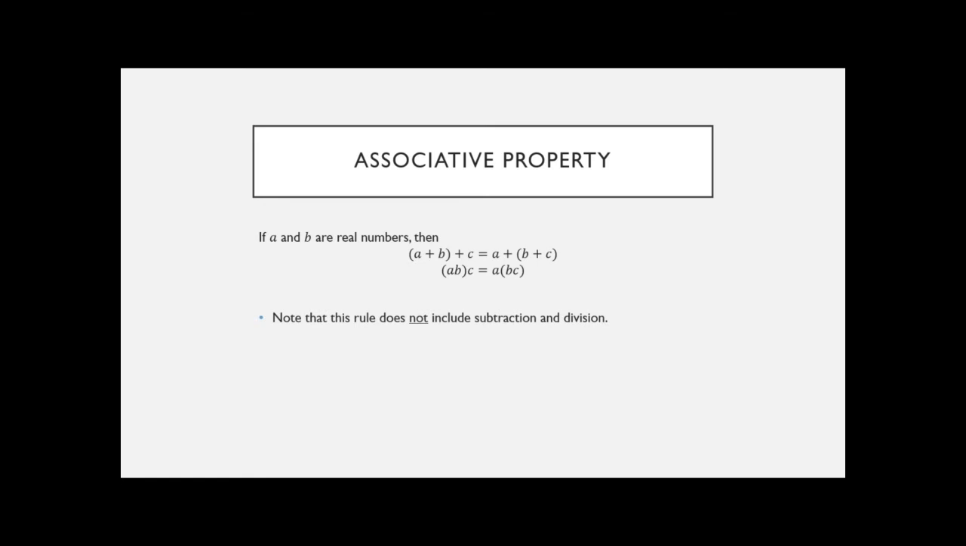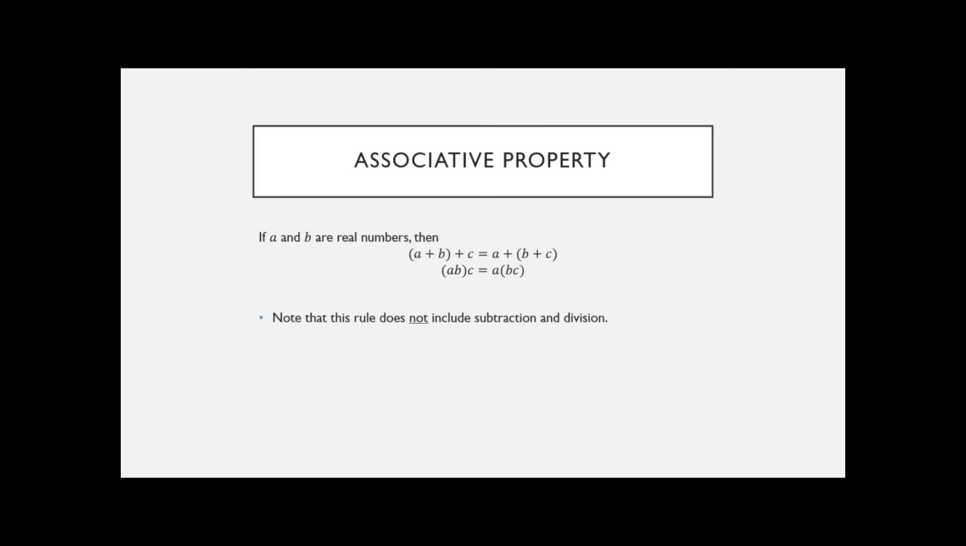And this also applies to multiplication, where you can multiply the first two numbers together and then multiply by the third, or you can multiply the last two together and then multiply it by the first one. So the associative property allows you to group addition and multiplication in different ways, and sometimes doing this grouping makes the math easier to do mentally. That's one of the reasons why it exists, is sometimes it's easier to add the last two numbers before you add the first one. So that's what the associative property is.